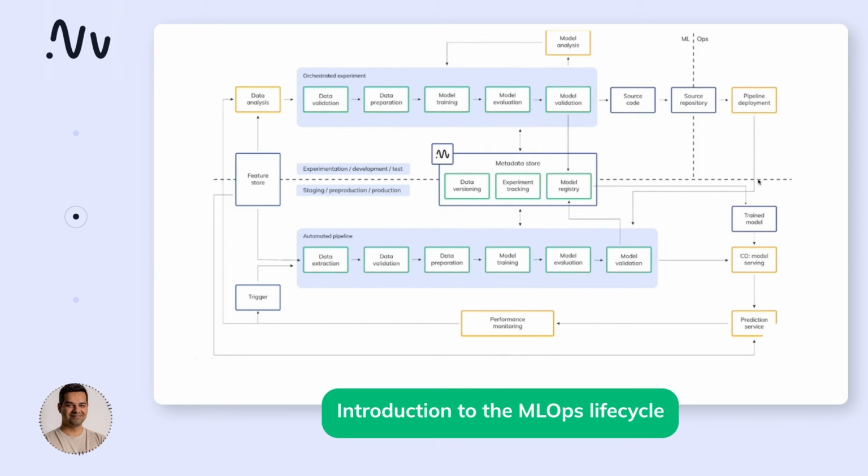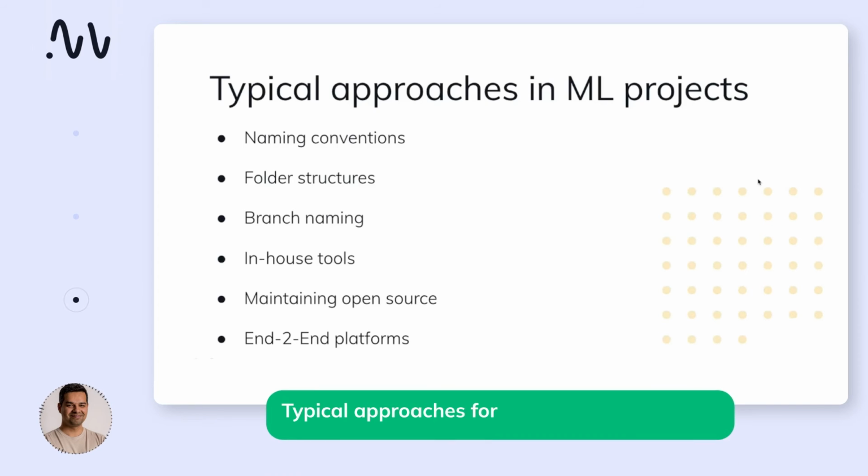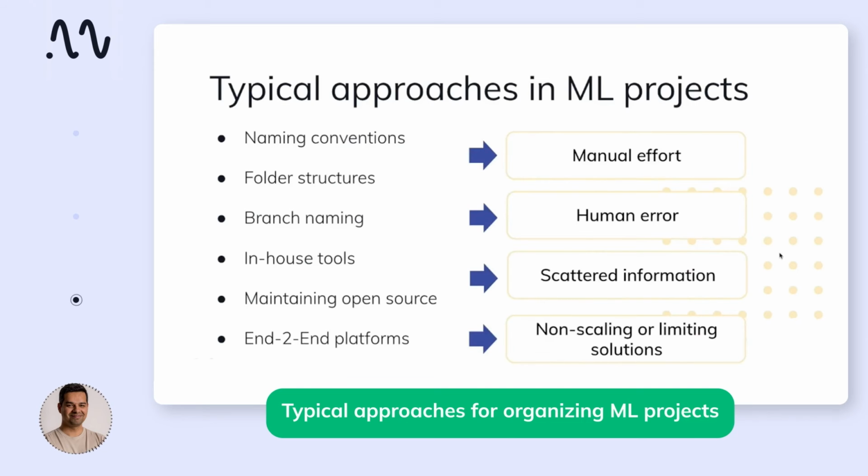So let's have a look at some of the architectures these organizations use, which already have their models in production, in order to keep track of metadata. It usually starts with folder structures, branch names. They end up building in-house abstractions or scripts as well in order to keep track of that data. And it can lead to maintaining open source services and also using end-to-end platforms. On the right-hand side, I've highlighted some of the issues such approaches might have. It can require a lot of manual effort. Information is scattered all over the place. However, even if these might work initially when the number of models is small, these solutions wouldn't scale well when you start sharing those results across your organization.